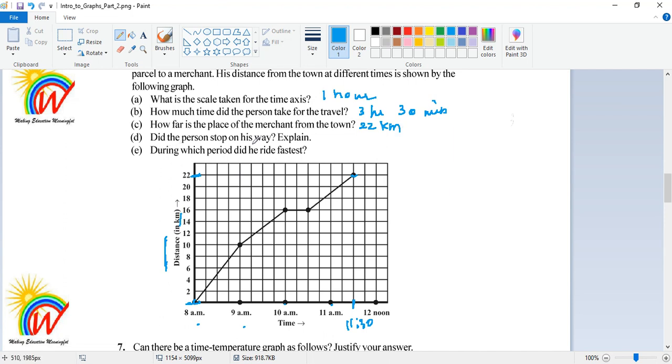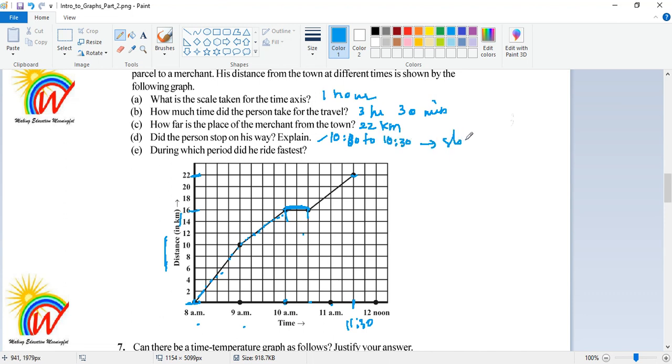Did the person stop on his way? Explain. So you have to see the graph carefully. See, this graph is moving, right? So that means this man is moving. Then after that, as time passes, this distance is also moving, right? Now here, from 10 to 10:30 a.m., the distance remains as 16. That means he has not moved anywhere. So he has stopped. So this is the place where he has stopped. So from 10 to 10:30 he has stopped.